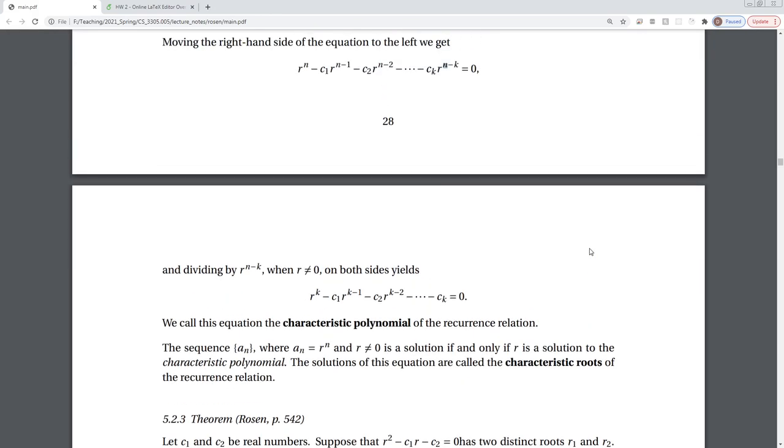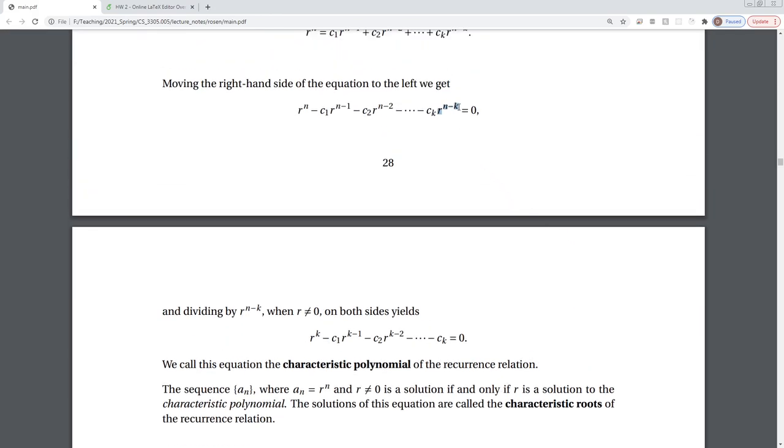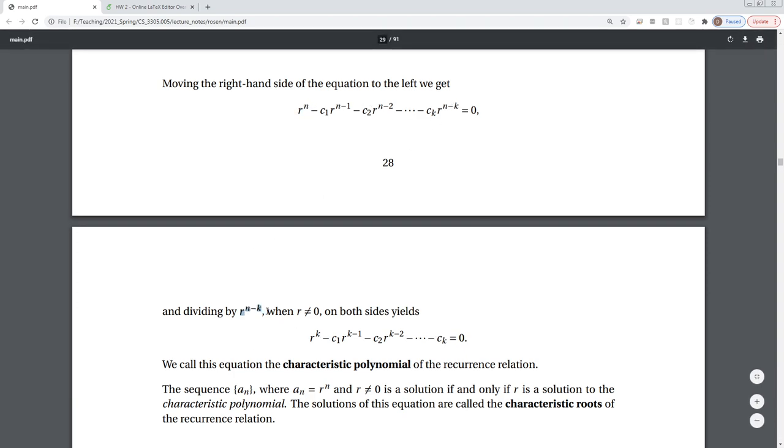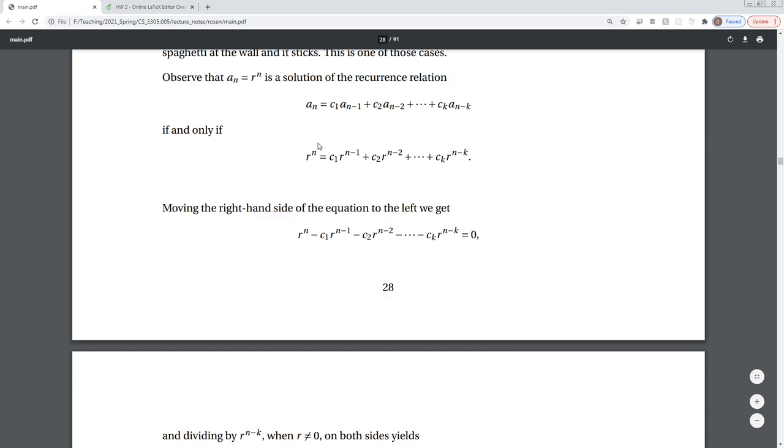So we can get that by dividing out by the smallest term, right? So that this goes to 1, and we're just left with c sub k here. And then this goes to k, so minus n minus k, so the n's cancel out and we get k, right? So by dividing the whole thing by this, where r is not equal to 0, we now have this. And this is called the characteristic polynomial. So it took us a couple steps to get there. First, we started thinking this is a polynomial instead of terms in a sequence. Then we moved it all to one side so that it looked like a polynomial.